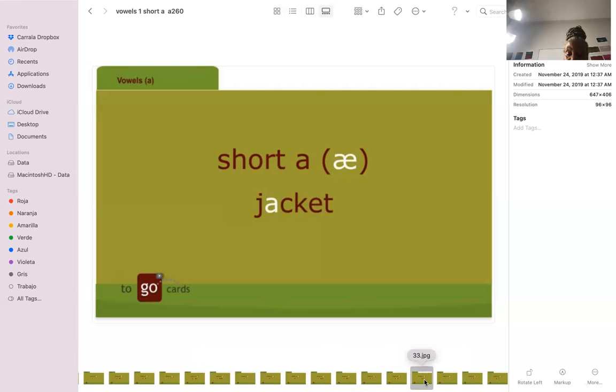Jacket. Fan. Someone who runs after someone who's famous for whatever reason. Sad, another very important word. Fan is important too, but sad is very common, one of the most common and important words. You're sad, which is the opposite of happy. Glad, I'm glad you're home. I'm happy that you're home.